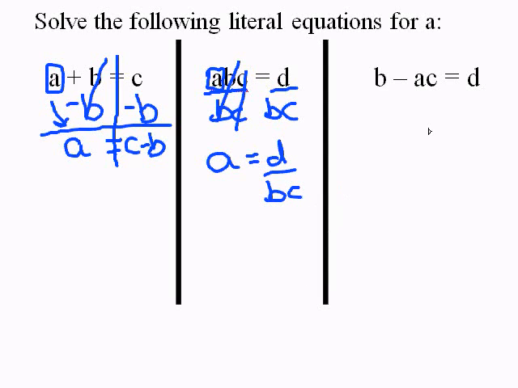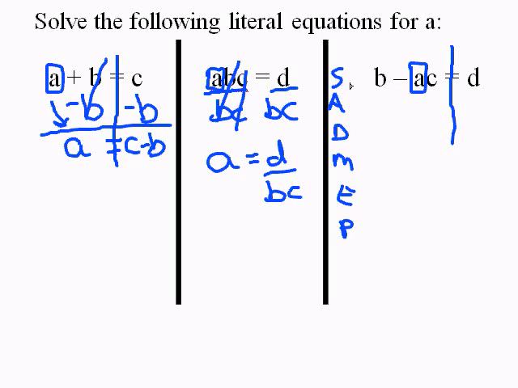Let's take a look at our third example. Again, we're trying to get a by itself. And this one's a little bit more complicated because we have several things on the same side as the a. Let's go ahead and split our equation into two pieces. We have the b, we have a negative symbol, and we have a c. We're going to solve in SADMAP order.